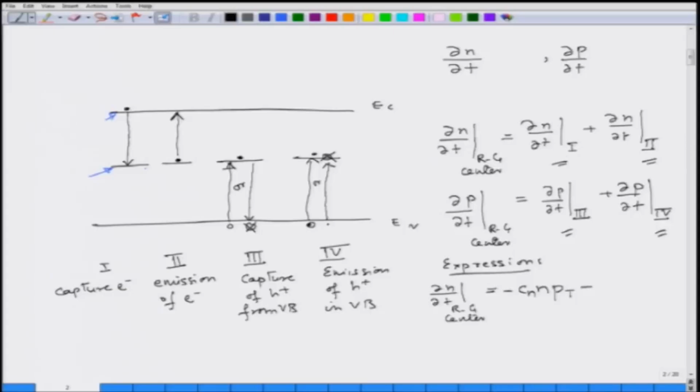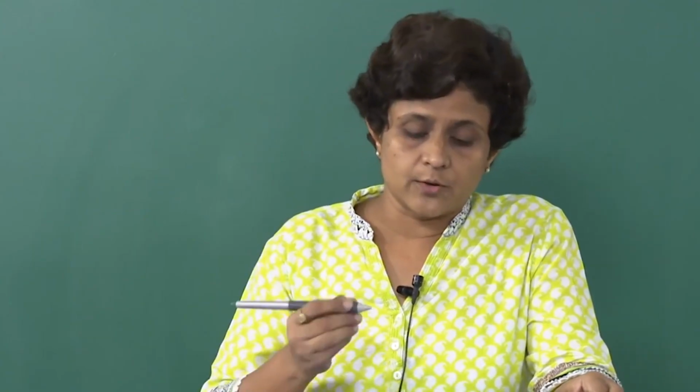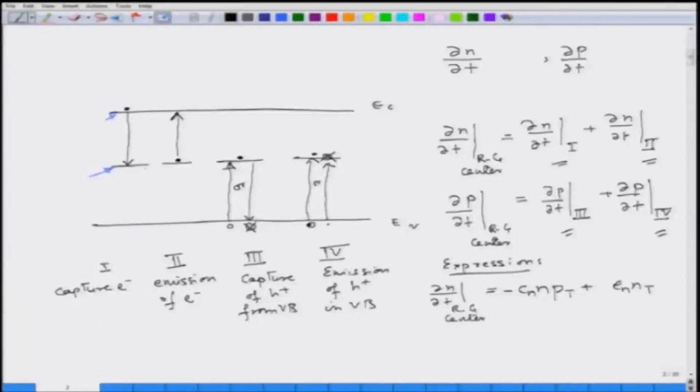What would be for the second process? What does the second process require? It requires a state which already has an electron. So, it has to be proportional to the number of states which are occupied by electrons, which we have defined as n of t, and when that electron goes to the conduction band, it is basically a thermal process. It is decided only by the temperature at that point. So, we will define that as the emission rate for electrons, and by this process you are adding electrons in the conduction band, and hence this is positive. So, we have taken care of the first and the second mechanism, which change the electron concentration in the conduction band due to the RG process.